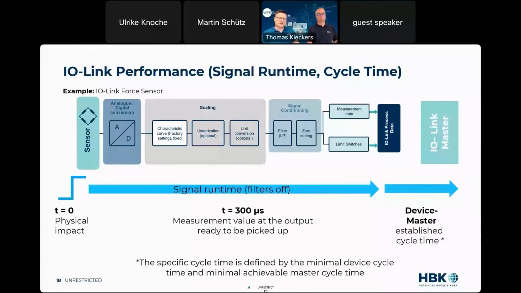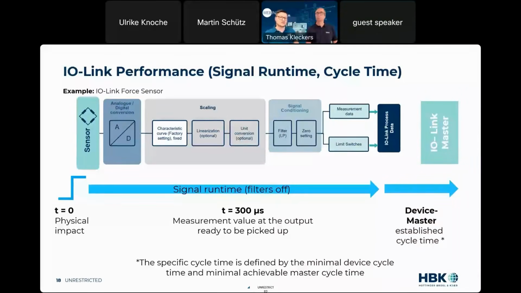Now, the big question is, how does it look between the cyclic data transfer between the IO-Link sensor and the IO-Link master? Here there are two things to consider. You have the cycle time of the device, so this is the minimal cycle time that the device can achieve. And you have the master cycle time, so that is the cycle time that the master can achieve. Out of these two, the device-master cycle time will be established, and typically the master is the bottleneck.